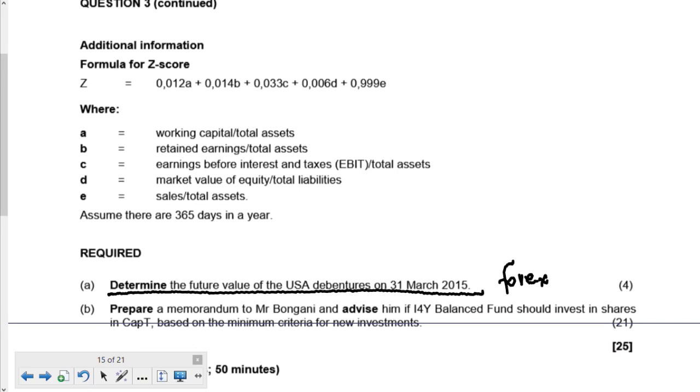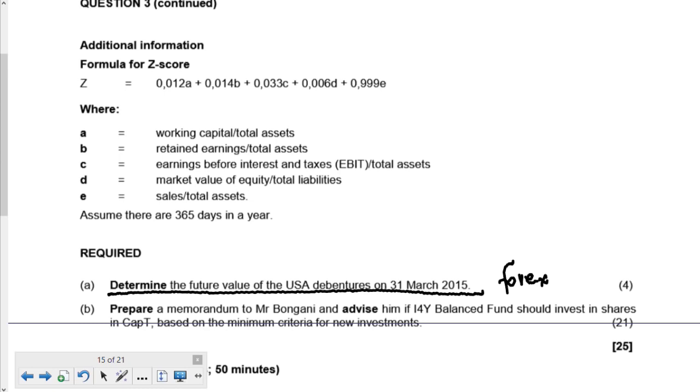So for that last bit of the required, if we look at the ratios you have to do so far, you have to work out a PE ratio, a market to book ratio, and a dividend payout, so three. Then you have to do these five: working capital divided by total assets, retained earnings divided by total assets, earnings before interest and tax divided by total assets, market value of equity over total liabilities, and sales divided by total assets. You take those and plug them into the formula and you get a value.